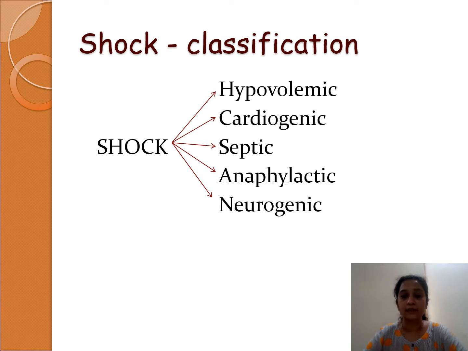So the classification of shock. So how is shock classified? Shock is classified based on the initial cause for the shock, like hypovolumic shock, cardiogenic shock, septic shock, anaphylactic shock, and neurogenic shock. So this is the major classification of shock.